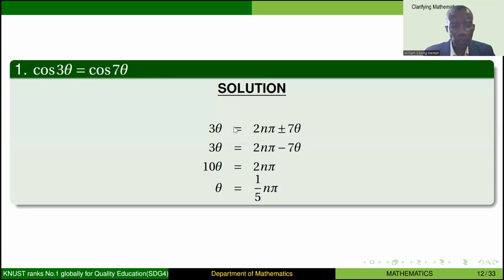So we are picking the negative. So we have 3 theta equals 2n pi minus 7 theta. We want to make theta the subject. So we shall add 7 theta to this side and 7 theta to the left-hand side as well. So over here, negative 7 theta and positive 7 theta will clear off. Then over here, we'll get 10 theta. The next step is that we will divide both sides by 10. So we will get theta over here. And then this will be 2 on 10. So when we reduce it to its lowest terms, by dividing through the numerator and the denominator by 2, we get 1 on 5 and pi. So this is the first aspect of our solution.